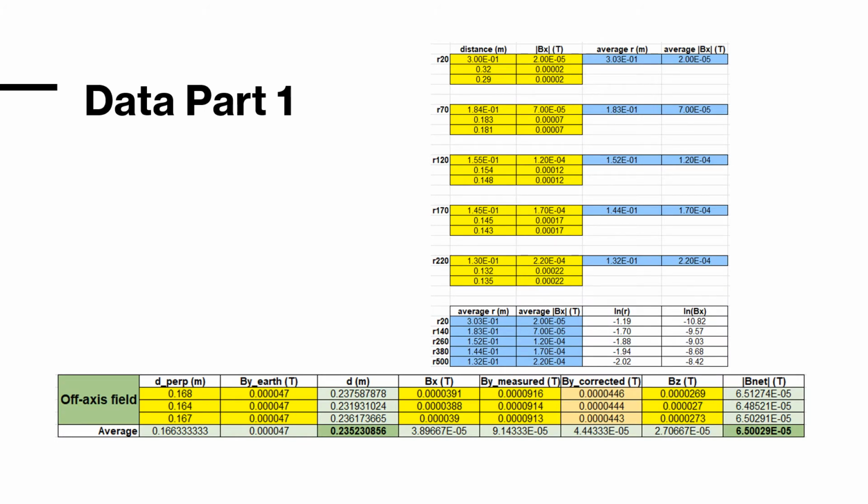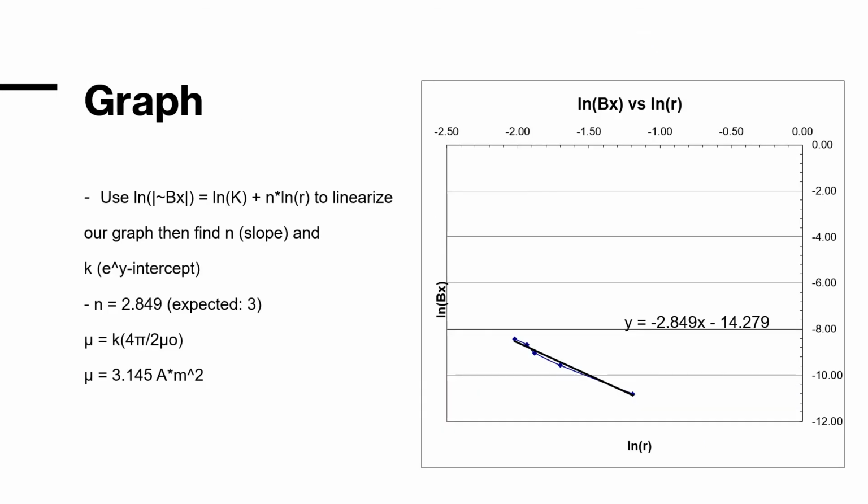In the first part, we found various distances where the electric field were at different values, such as 20, 70, 120, 170, and 220. And then at the bottom, you can find our data for our off-axis field, where we found distance perpendicular, and then eventually we calculated the net magnetic field at that point. Here's a graph of our data.